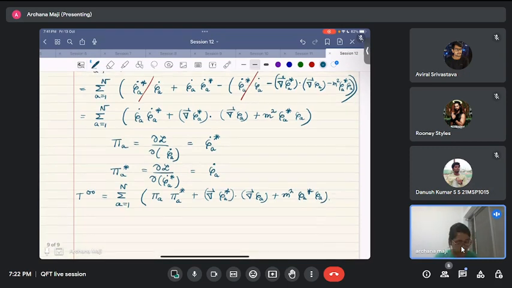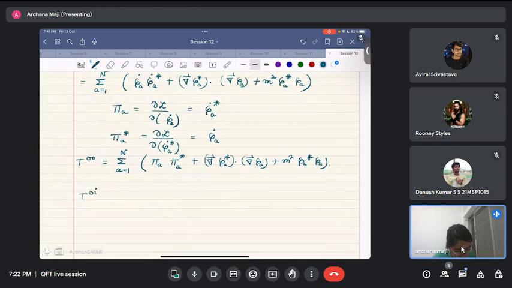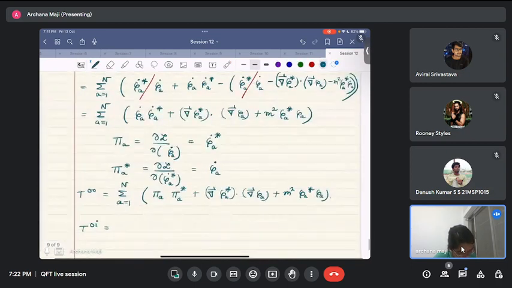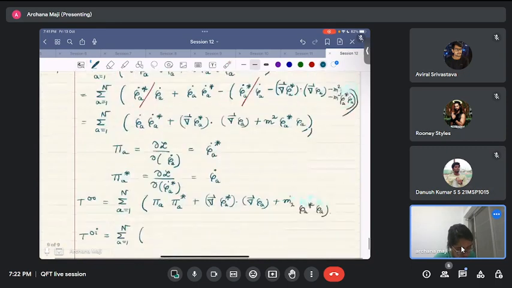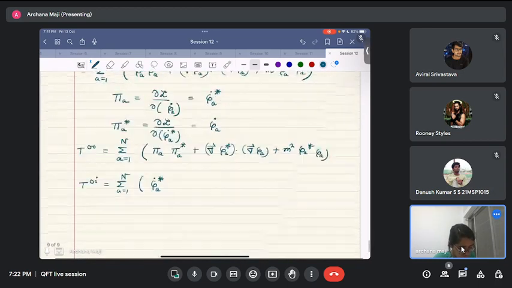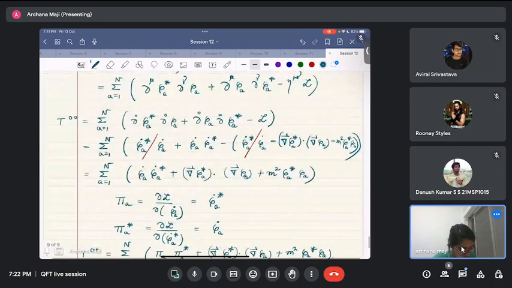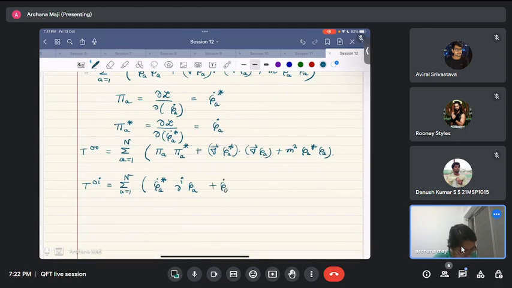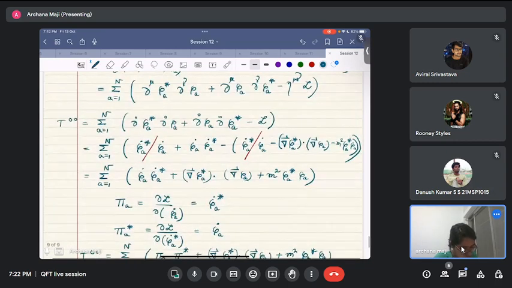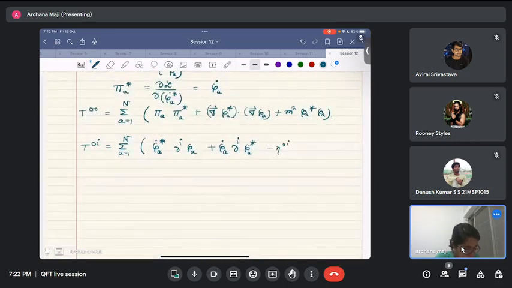What do you get for T0i? What will be T0i? So let's go back to this expression. Now mu is 0 and nu is i. So we get sum over a equal to 1 to n of del 0 phi a star, which is phi dot a star, del i phi a, plus phi dot a, phi a star, minus eta 0i L. So this term is 0. And we have these two terms. I think that's the answer.